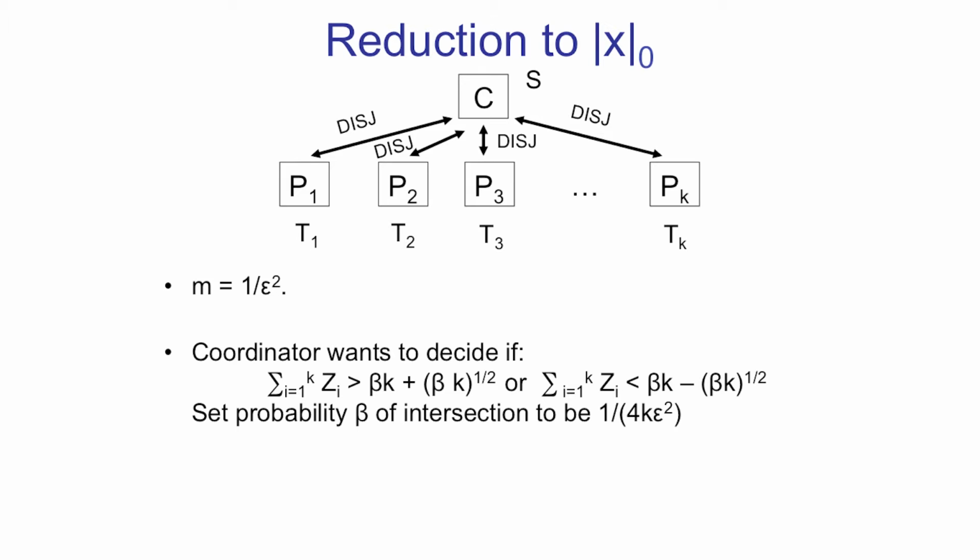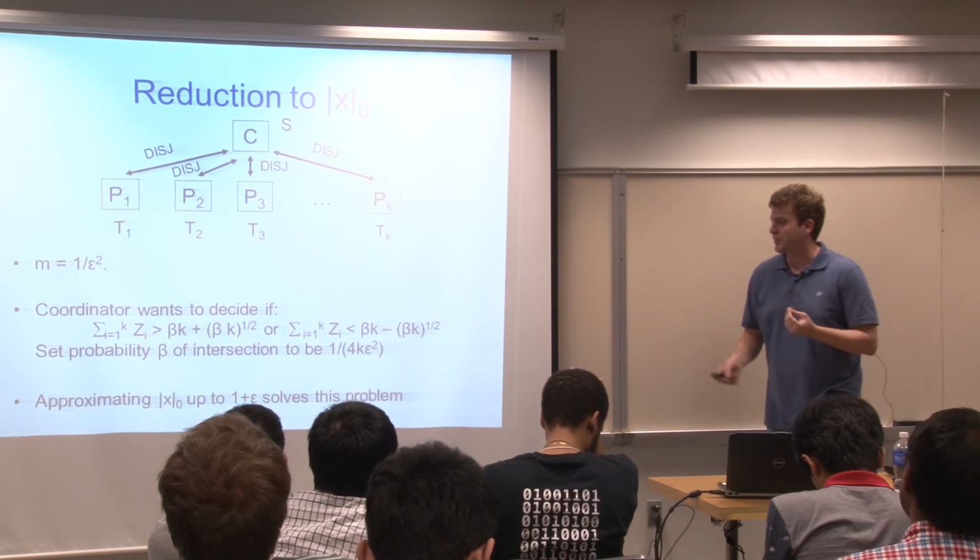So what happens when I set the probability beta of intersection to be this? If I plug this in here, then this becomes 1 over 4 epsilon squared, and this becomes 1 over 2 epsilon. So now the standard deviation is equal to epsilon times the expectation. This is the intuition why a 1 plus epsilon approximation would be able to distinguish these two cases. On the next slide, let me say why approximating this union size up to 1 plus epsilon solves this problem.